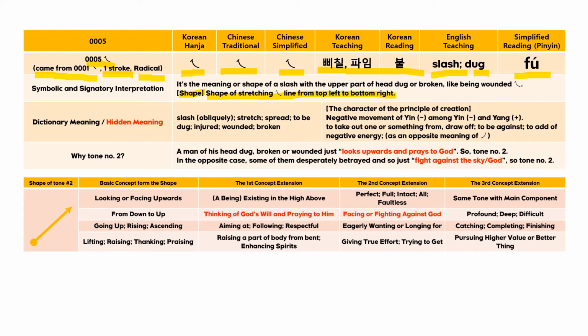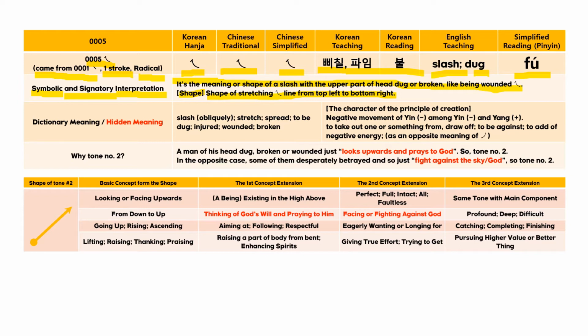No problem. But I would suggest another method of remembrance, symbolic interpretation and signatory interpretation or analysis. So in this sense, this character is the meaning or shape of a slash with the upper part of head dug or broken, like being wounded. Very mysterious character. Can you imagine?